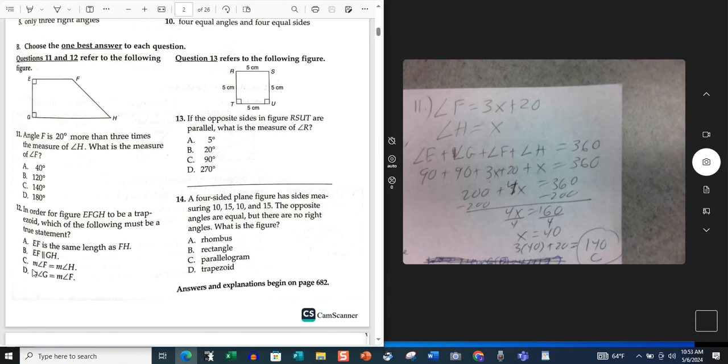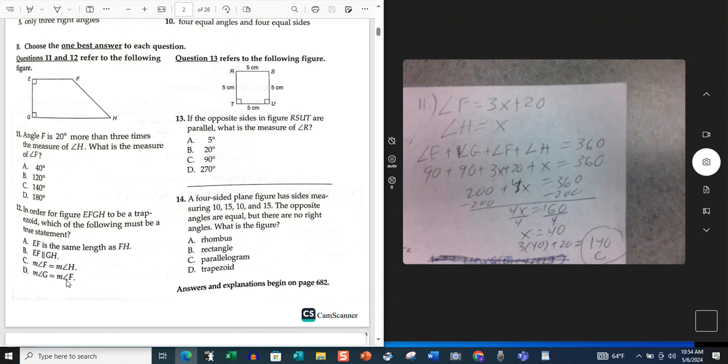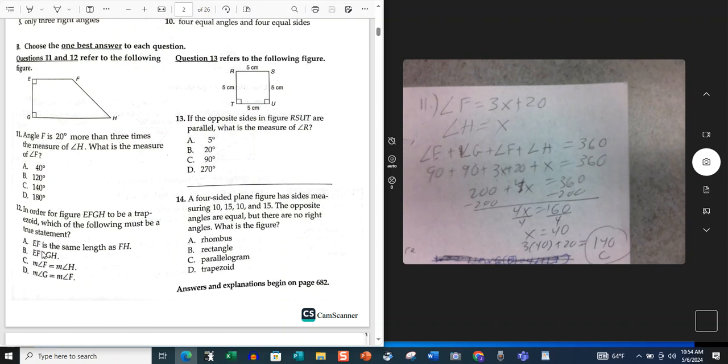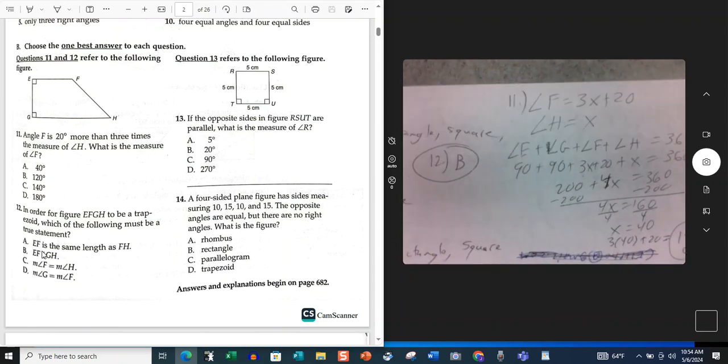Now also it says the measure of angle F must equal the measure of angle H. That's not true because this is not 90 degrees. Remember, we found out that angle H was 40 degrees when we did it here. So we know that's not true. And then the measure of angle G must equal the measure of angle F. We found out the measure of angle F was 140 degrees, so we know that's not true. So our answer here for number 12 would be B, which is EF is parallel to GH.